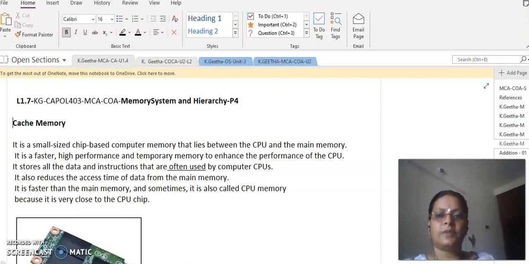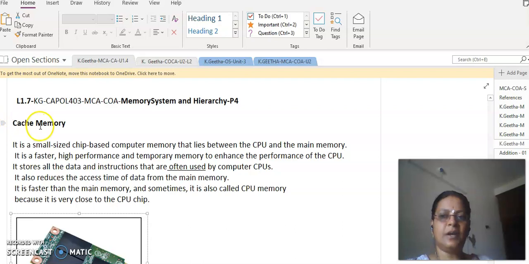Hello everyone. In this session we will discuss the continuation of the memory system and hierarchy which we were discussing till now. Today's session we will just discuss the cache memory. Cache memory, we all know, in the memory hierarchy is the memory which is available very close to the CPU. It is the one which is closest to the CPU, and it is usually a small sized, chip based memory, and it is well known for its speed.